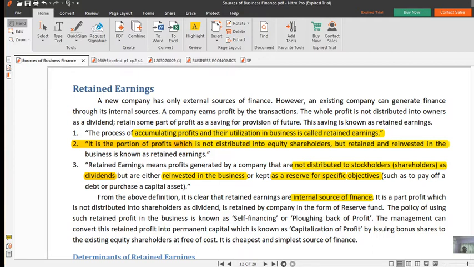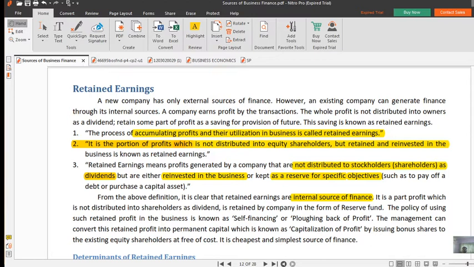The company keeps aside a certain amount known as retained earnings, or as a provision for the future. The company keeps a certain amount known as a reserve fund. This saving is known as retained earnings.